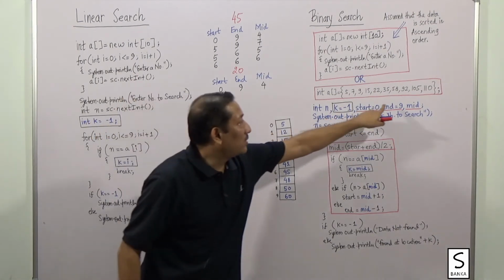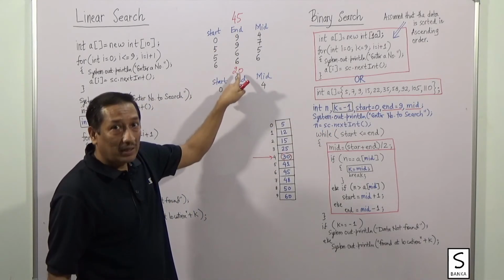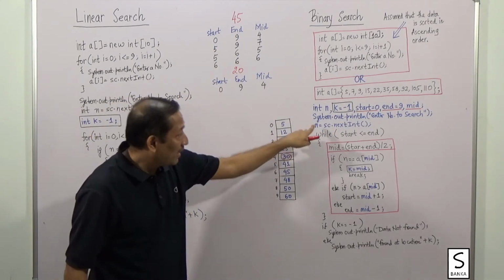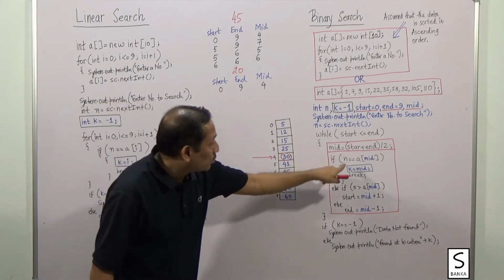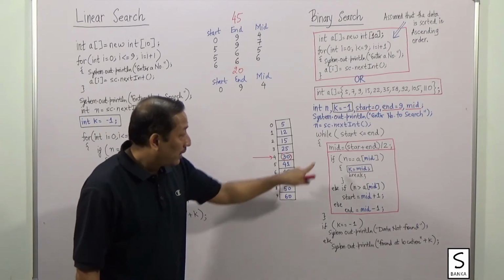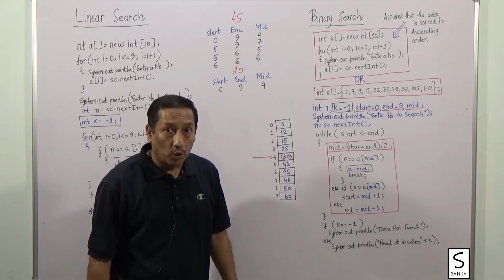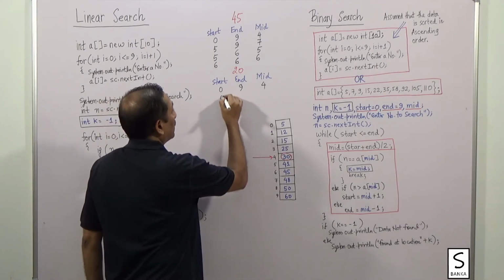So start is 0, end is 9, k is -1, and we entered, end is now 20. Now it is not 45, it is 20, and we come inside the loop. We find the mid, that is 4. Is 20 equal to A4? Is 20 equal to 30? No. Is 20 greater than 30? No, it is less than, and hence we need to change the value of end.